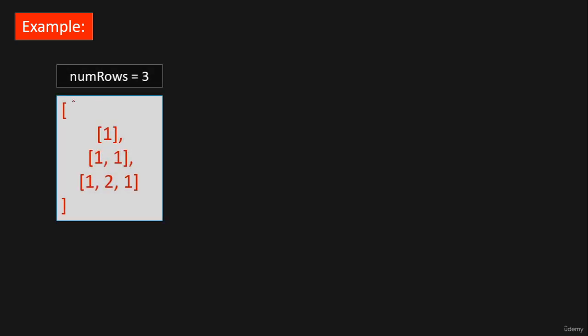Before we start solving this problem, let's see some examples. For example, if you're given numRows equals 3, then you have to return this Pascal's triangle. The Pascal's triangle represents an array of arrays, or you can consider it a list of lists. The values on the left and right edges are 1, and each value is generated by adding the top 2 elements from the previous row. So 1 plus 1 is 2.